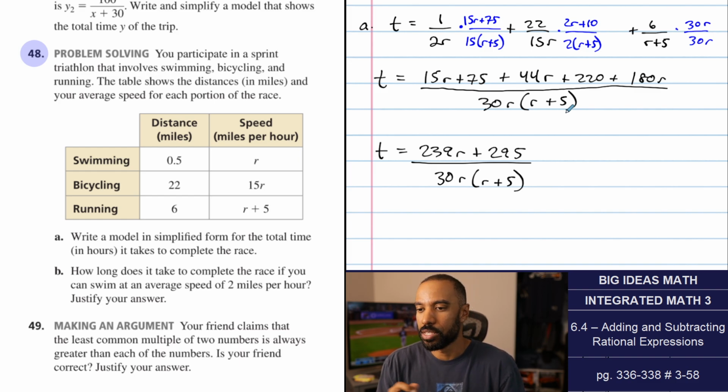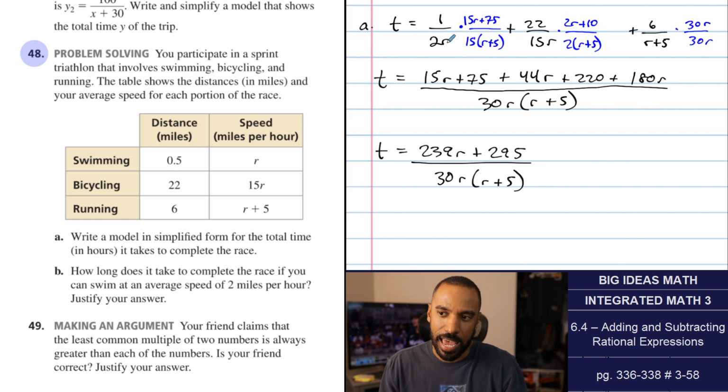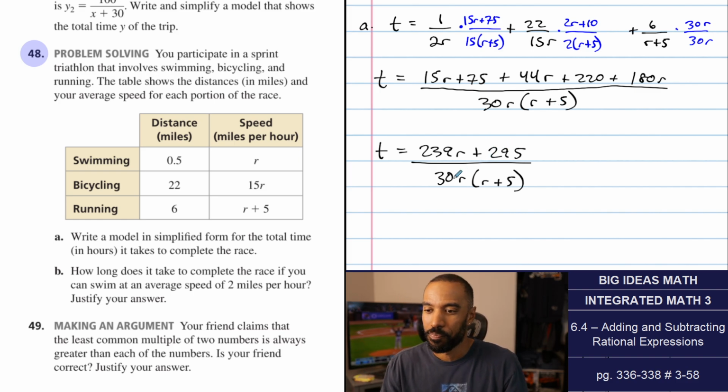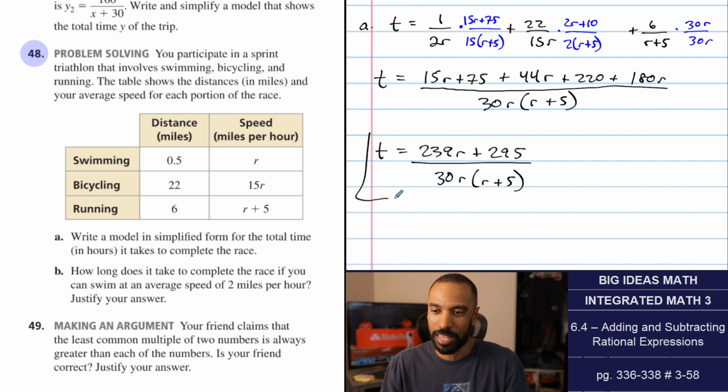Anyway, this works here. Now, if I didn't have the 1 over 2r, then this would have been half of this number, and half of that number. This would have been 119.5. This would have been 148.5. No, 147.5. And this would have been 15. But I'm going to leave it like that. That's my total time for this based on rate. Okay.